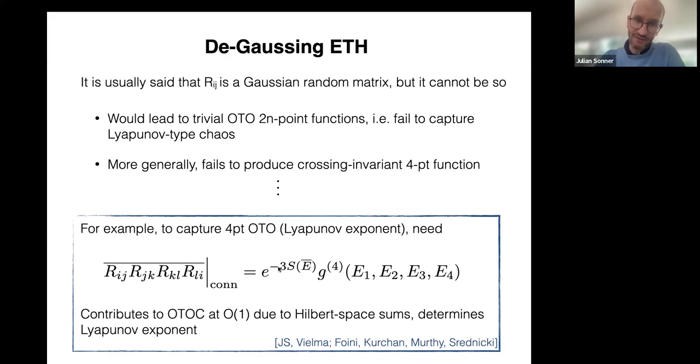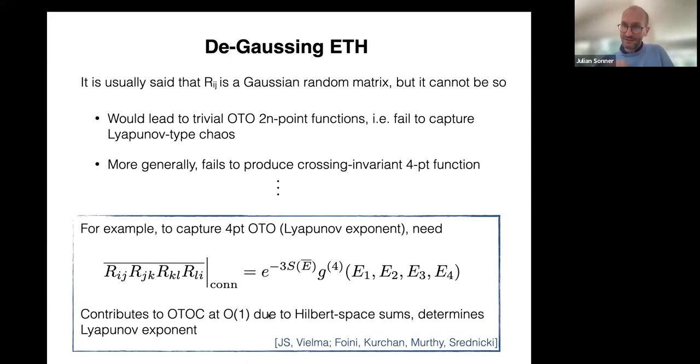And this guy is very highly suppressed, seemingly, with 3 factors of the size of the Hilbert space, e to the -3 times the microcanonical entropy. However, actually, it is not suppressed at the level of correlation functions, because any correlation function will contain this contribution with 3 integrals over the Hilbert space. And that's exactly compensated by e to the -3s. So it actually contributes order 1 to things like out-of-time order correlation functions.